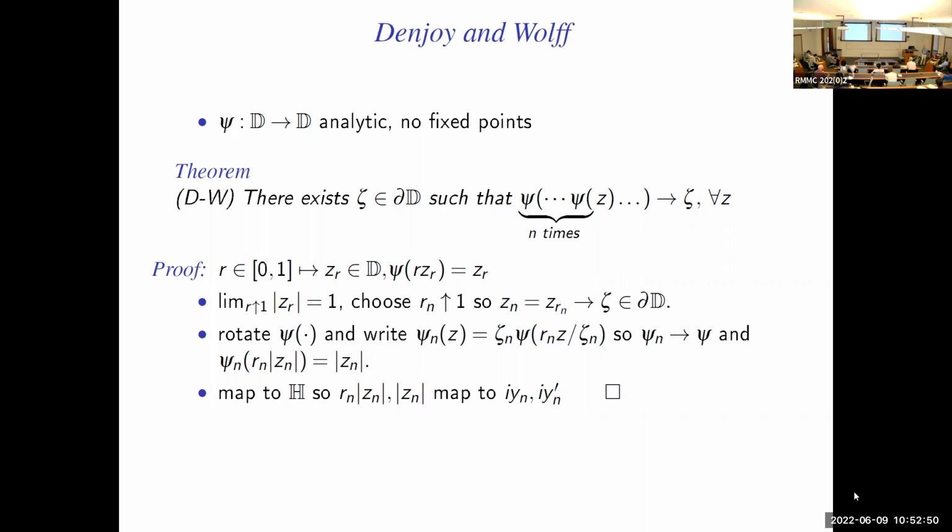So you are exactly in the situation of the Julia-Carathéodory theorem. Once you change your point of view and move to the upper half plane, you place yourself under the hypothesis of Julia and Carathéodory. End of proof. Beta is bigger than 1. Infinity is an attracting fixed point. Further questions about this little argument?